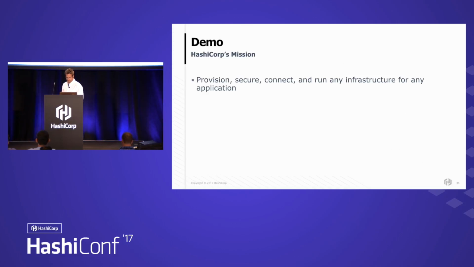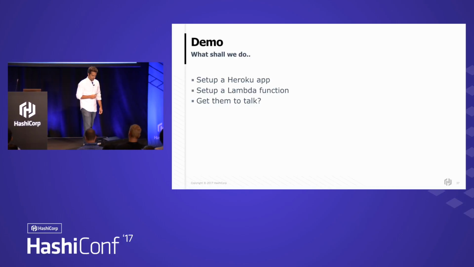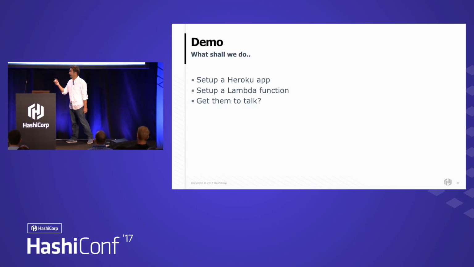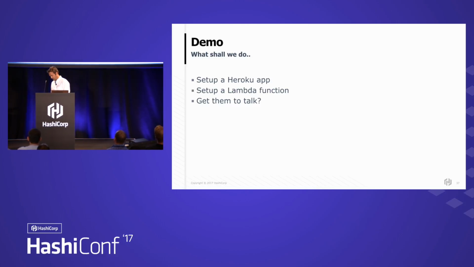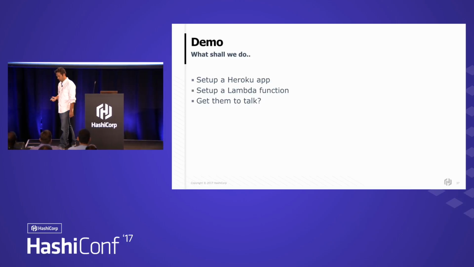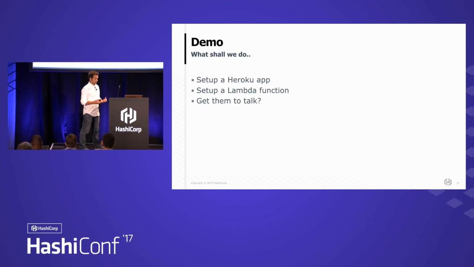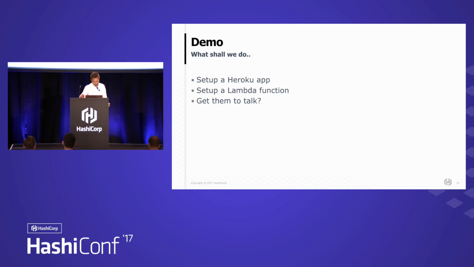So what are we going to do here? Demo: provision, secure, connect, run infrastructure. In my demo, I'm going to set up a Heroku app. I'm going to set up a Lambda function, and I'm going to get them to talk. How I'm going to get them to talk is more interesting than the other two. Again, in extensibility, I mentioned earlier, data sources let you consume providers that you might not necessarily have a lot of direct control on. Some providers just really don't give you the API to do that.